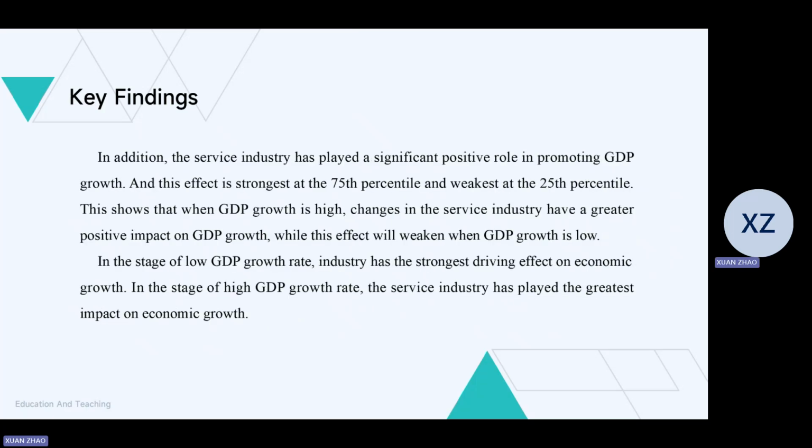In addition, the service industry has played a significant positive role in promoting GDP growth, and this effect is strongest at the 75th percentile and weakest at the 25th percentile. This shows that when the GDP growth rate is high, changes in the service industry have a greater positive impact on GDP growth, while this effect will weaken when GDP growth is low. In the stage of low GDP growth rate, industry has the strongest driving effect on economic growth. In the stage of high GDP growth rate, the service industry has the greatest impact on economic growth.